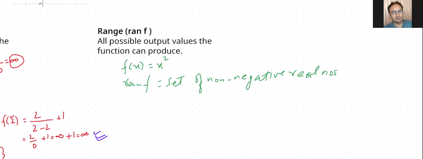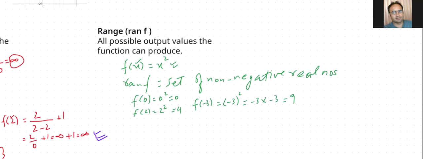Because this function f of x is equal to the square of x. So for any value of input x, this function will always produce a positive value or it will produce 0. When you substitute 0 here, this will give us the square of 0, which is equal to 0. When you substitute 2, this will produce the square of 2, which is equal to 4. If you set x equal to -3, this will give you the square of -3, which is -3 times -3, equal to +9. So it is always producing a positive value or zero. That's why its range is the set of non-negative real numbers.